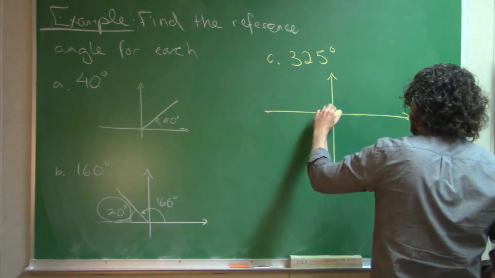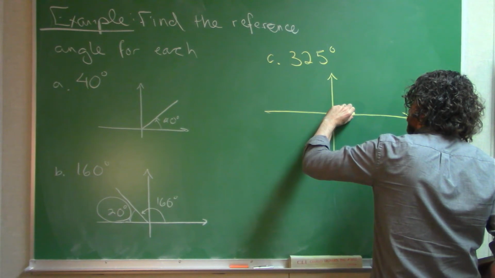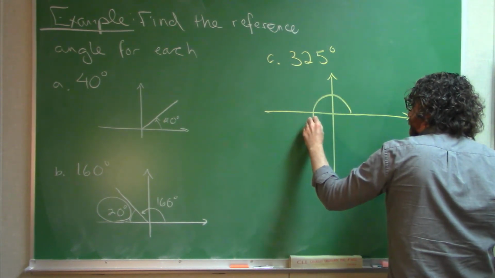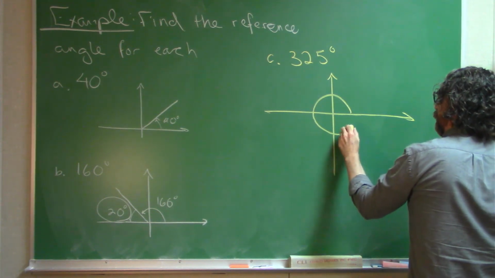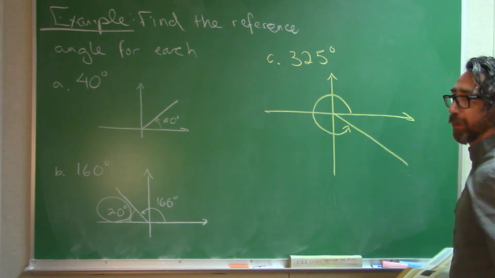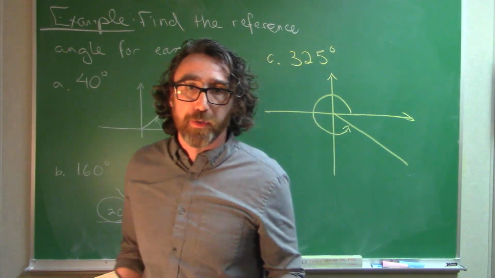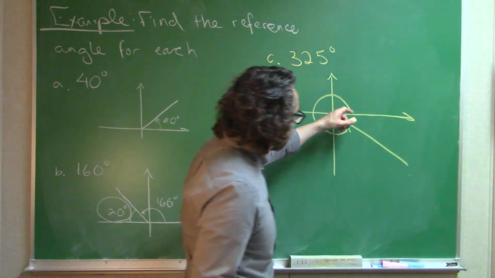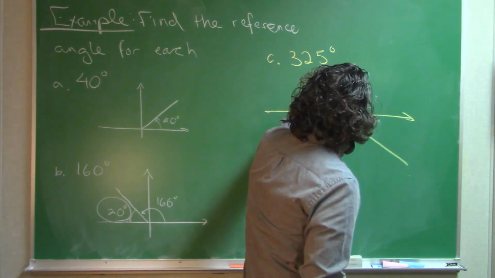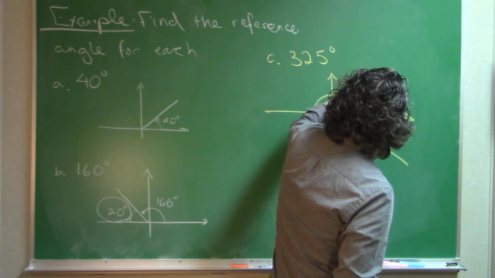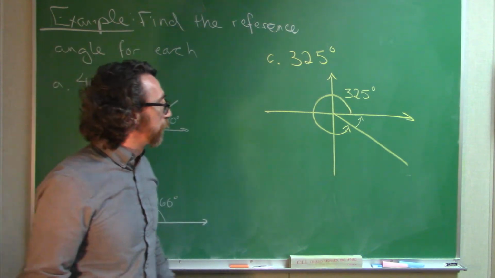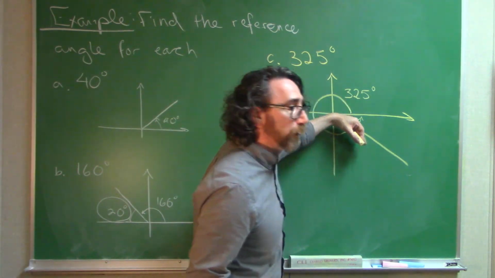Okay, so I'm right here, starting out, rotating in the counterclockwise direction. I'm at 90, I'm at 180, I'm at 270. 325 is going to take me over here into the fourth quadrant. The closest part of the x-axis is back up here. So here's my reference angle. This is a 325 degree rotation in the counterclockwise direction to get us that angle in standard position. Our reference angle is what's left.